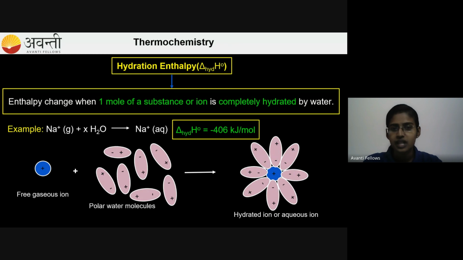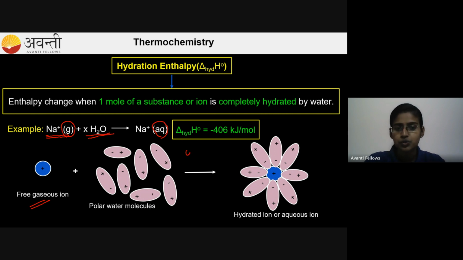Coming to the next topic, it is hydration enthalpy, which is denoted by delta H naught of hydration. It is the enthalpy change when 1 mole of a substance or ion is completely hydrated by water. For example, take the sodium cation, in 1 mole. X moles of water react with this sodium ion, and this sodium ion, which is in the gaseous state, is converted into its aqueous state. The water molecules, which have both a positive end and a negative end, surround that ion.